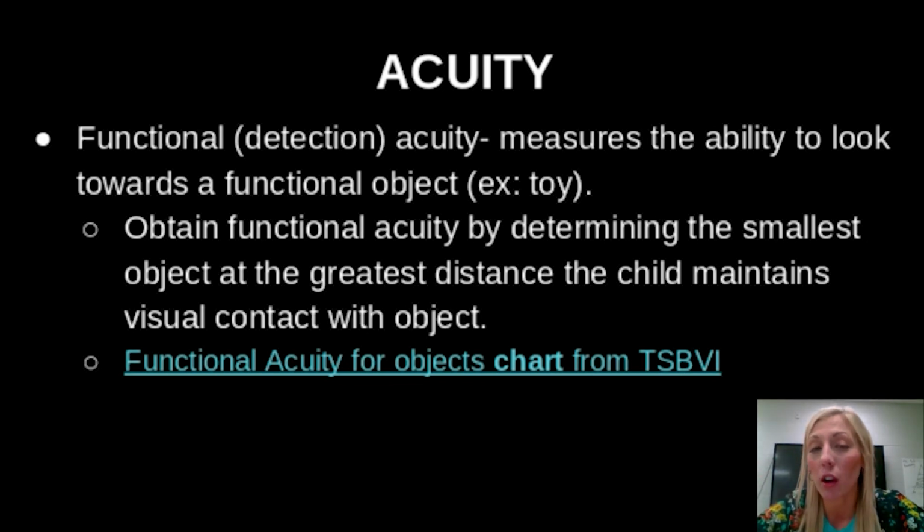And this is a chart, and if you click this chart, it is a link to the Texas School for the Blind. They have a functional acuity chart that they've already measured for the distance and the size of the object, and it really helps break it down.